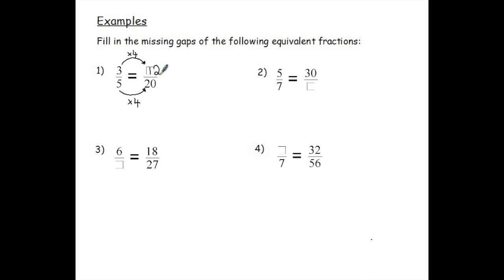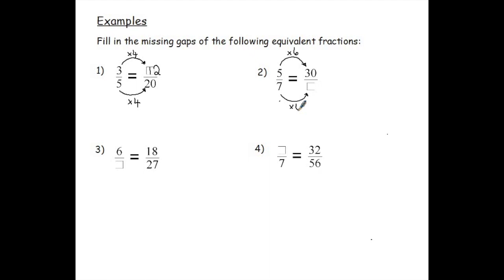Second one then, we're given 5/7 equals 30 over something. This time we've got both numerators, and we've got a gap on our denominator. So 5 has changed to 30. You need to think, what has it been timesed by? How many times has it been made bigger? 5 times 6 gives us 30. Because the top number has been multiplied by 6, we need to multiply the denominator by 6 too.